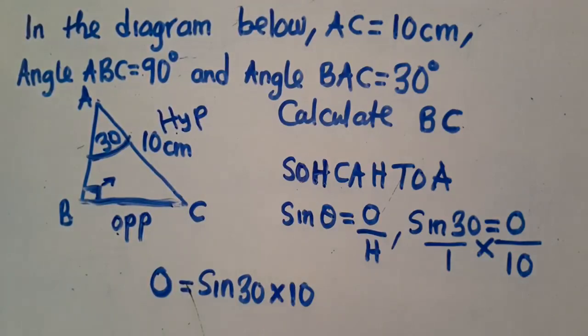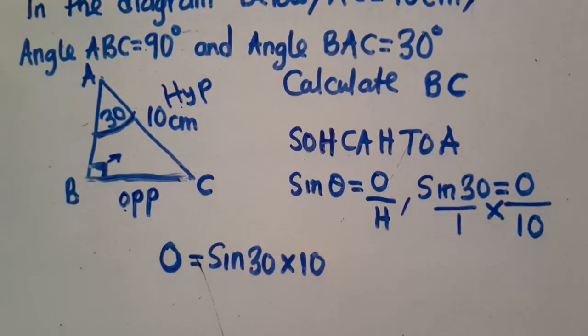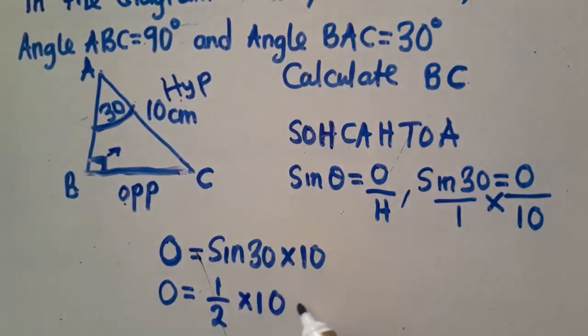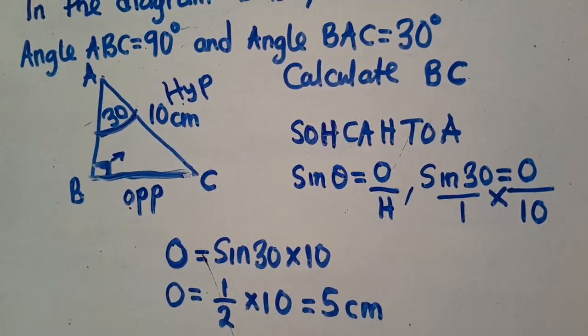So I gave you special angles. 30 degrees is one of the special angles. So opposite is equal to, what is sine 30? Is half, 1 over 2. 1 over 2 times 10. What answer are you getting? You are getting a 5. So just say 5 what? Centimeters. Since the distance is given in centimeters. So half times 10, that is 5 centimeters.